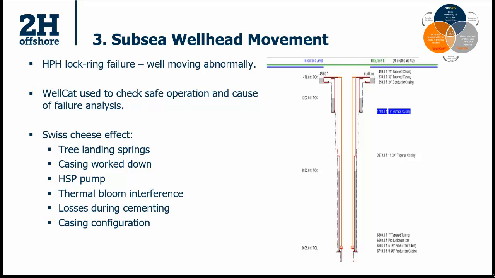This wasn't a standalone well. This was on a template, so there was obviously thermal interference between multiple wells. There were some other factors as well. They took some losses during cementing, so there were quite long free lengths available to thermally expand. And even the casing configuration itself ended up with wellhead pressures exposed to quite large piston areas on the underside of the wellhead.